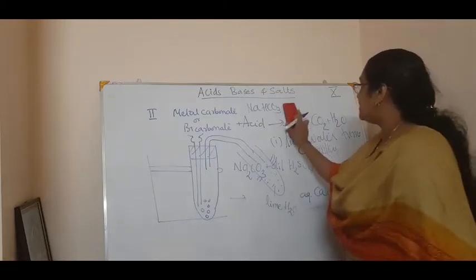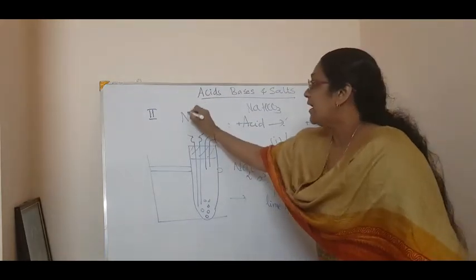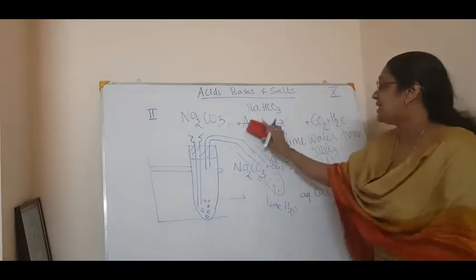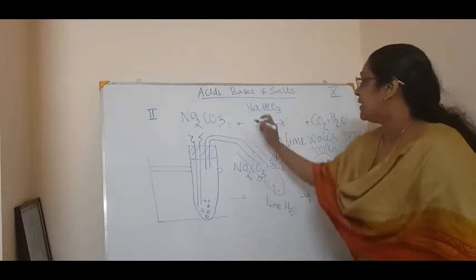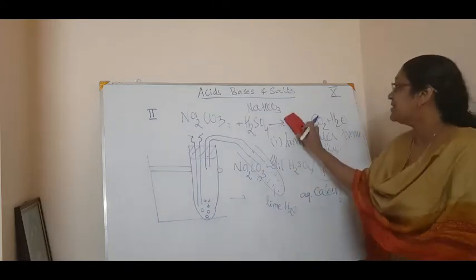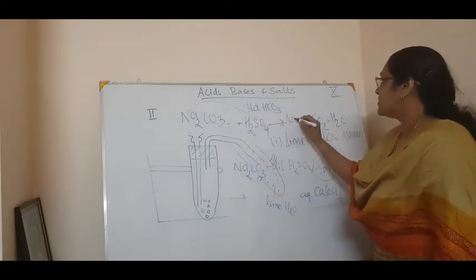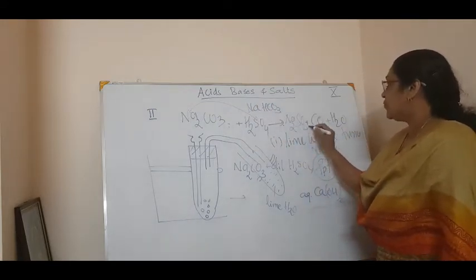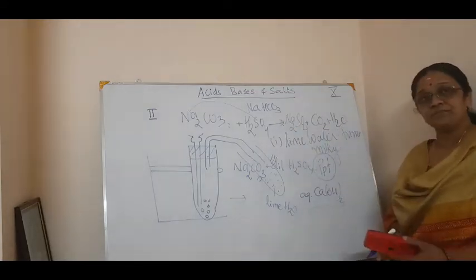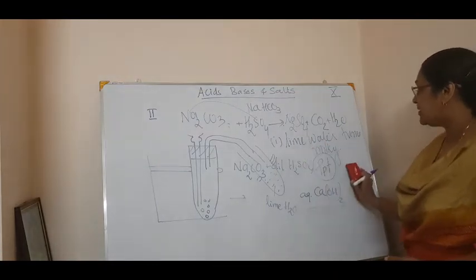I will write here for sodium carbonate, Na2CO3 plus acid. Which acid? You can take, for example, sulfuric acid. You will get the salt as what? Sodium sulfate, Na2SO4, plus carbon dioxide plus water. Got it? Now, the observation was lime water turns milky.